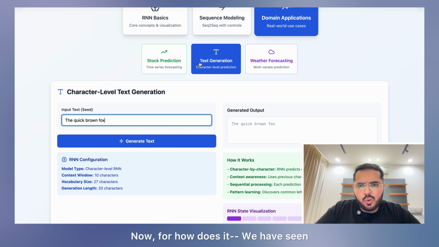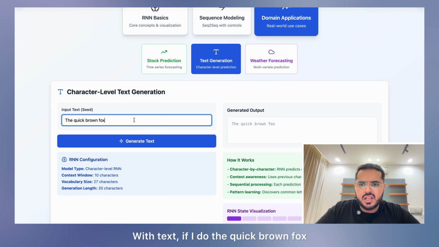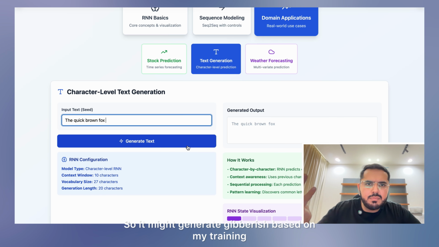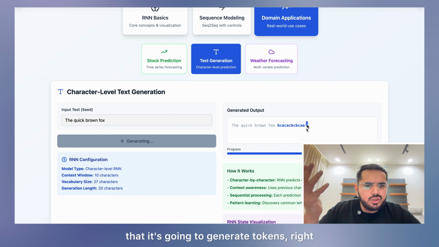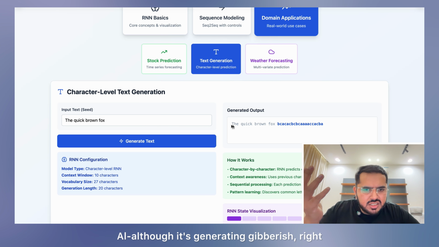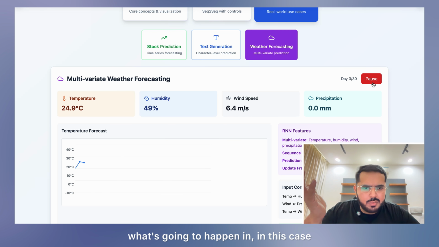We have seen that with time series stock data, it behaves like this. With text, if I give the quick brown fox and generate text, it should ideally generate the next token and the next token. It might generate gibberish based on my training. It might be good, it might be bad, but we can see that it generates tokens. Now let's do weather forecasting and simulate what happens in this case.